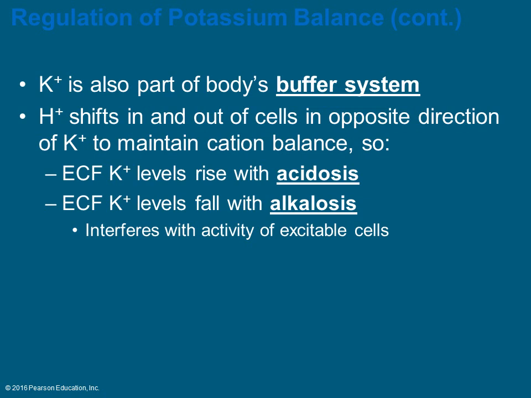Potassium is also part of the body's buffering system. A buffer helps to reduce sudden changes in pH. If the extracellular fluid potassium levels rise, that tends to occur with acidosis, meaning the pH is lowering. And if extracellular fluid potassium levels fall, you tend to see that with alkalosis, which is an increase in the pH.